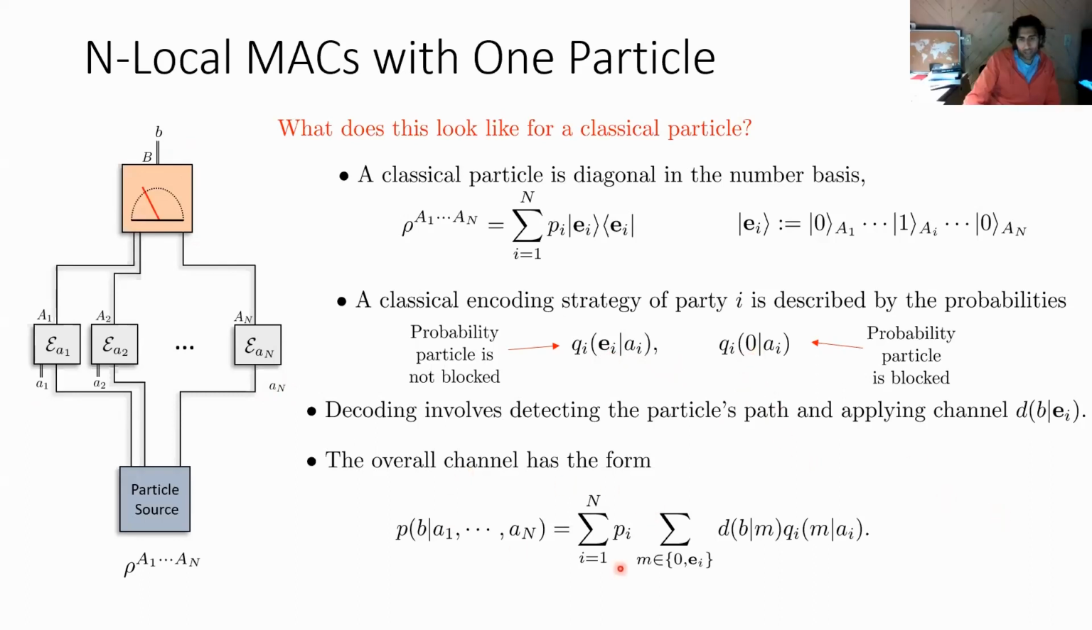Okay, so we paste everything together, and then what we get are channels that look like this. So you can see PI, this is the distribution over the path. And then QI are the local encoders. And then D is the decoder at the end. Okay, so this forms a family of MACs, which we call n-local classical.